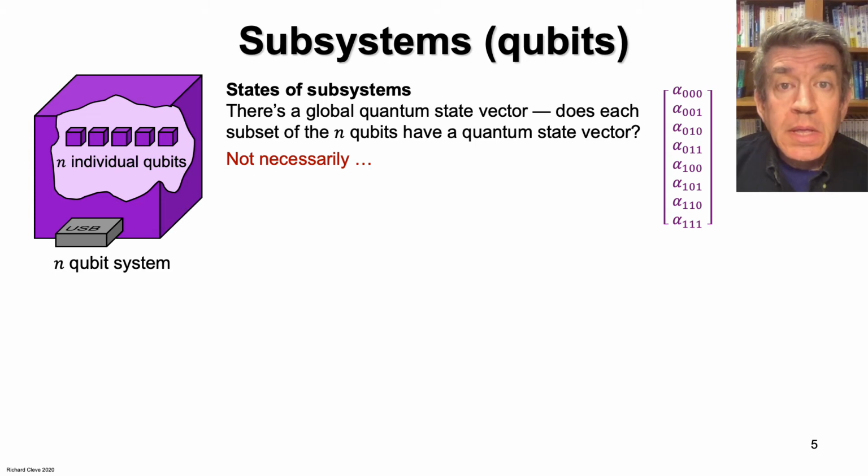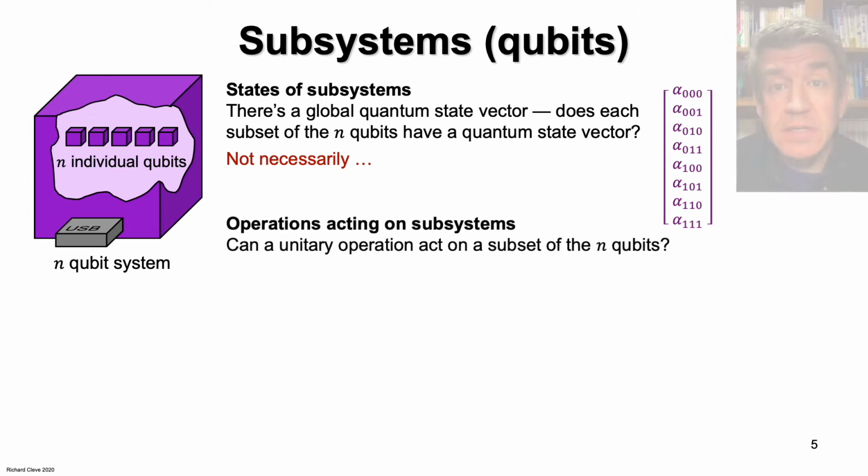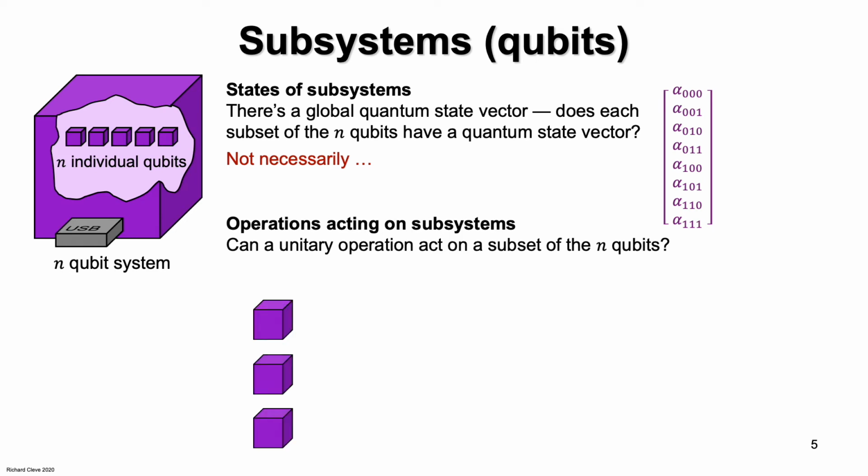Now, let's consider applying operations to subsets of the qubits. If there are 3 qubits, does it make sense for a unitary operation's scope to be the first qubit? The fact that the first qubit might not even have a state vector suggests that this is not an entirely trivial matter.